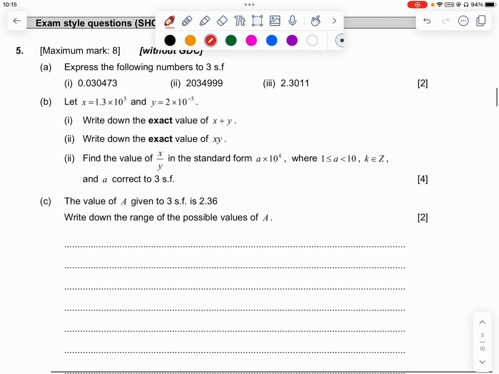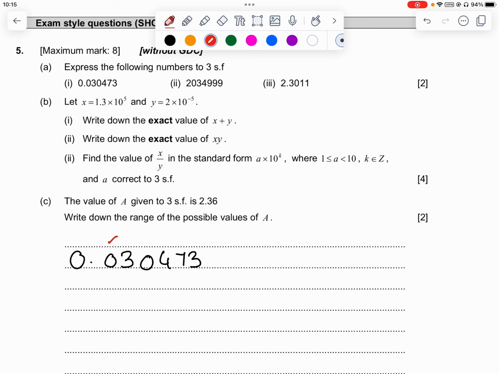Then question number 5. Express the following in three significant figures. 0.030473. Three significant figures 1, 2, 3. But this 0 cannot be counted as a significant figure, so 3, 0, 4. So now draw a line after that. 7, it is greater than 5, so round it off, it becomes 0.0305.